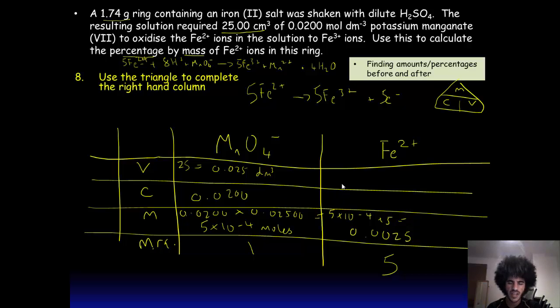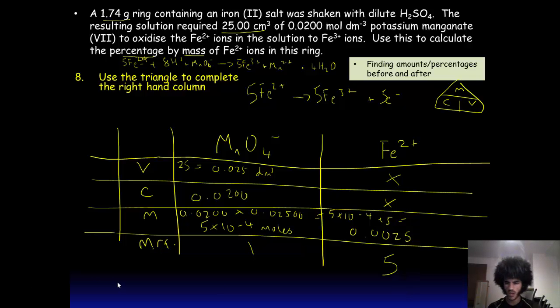Okay? Now, it then says, for my next step, use the triangle to fill out the right-hand column. Now, let's think about this really carefully. Have I missed any information out? I've got that the question asks for the percentage by mass of iron in the ring. I've got the moles. But the question is, do I need volume or do I need concentration to work out mass? The answer is no. So this is one of those questions where your problem-solving ability really gets tested. You don't need this. So I'm going to ignore it and concentrate on what the question's actually asking me. This is a good framework, but be careful about relying on it too much.